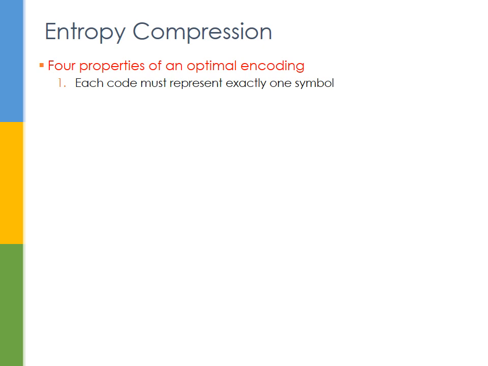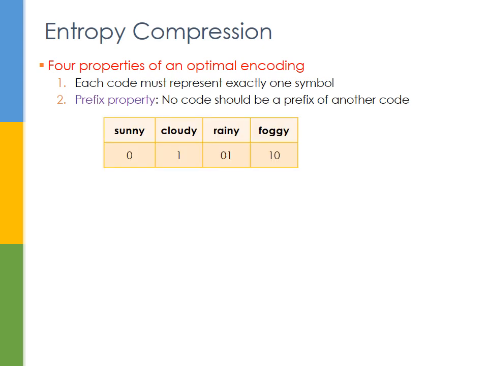Moving on to the second property for an optimal encoding, we have what's referred to as the prefix property. This states that no code should be a prefix of another code. Now, to see why this is important, let's look at an example. Over here we have a bit-based encoding for the symbols sunny, cloudy, rainy, and foggy.